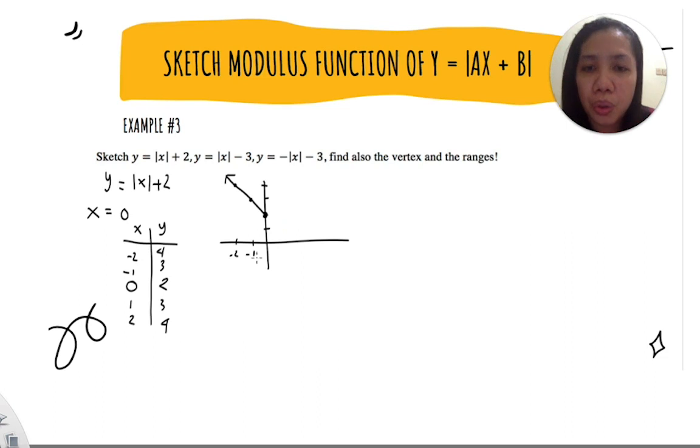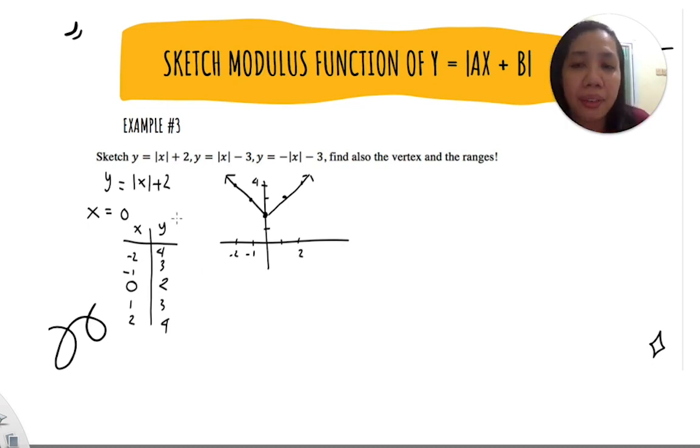Now we do the right side of the vertex. We have 1, 3, this is 1, this is 3 right here, and then 2, 4, this is 2, this is 4 in here. Okay, we can connect them together. Now we actually have the same shape of graph as in the previous example, but this graph is shifted upward by 2 units. Why? Because the original function here, we add 2. So the shifting will be upward by as many units as we have here.